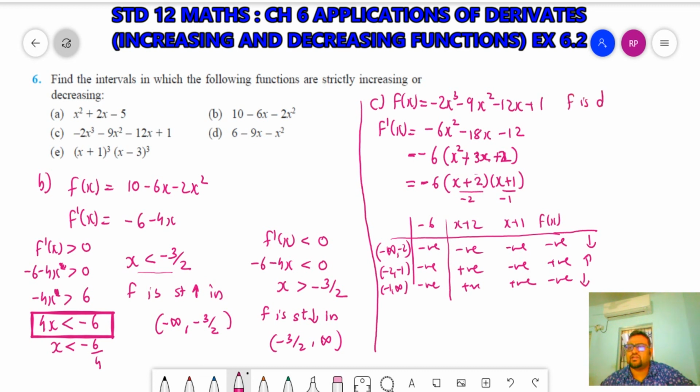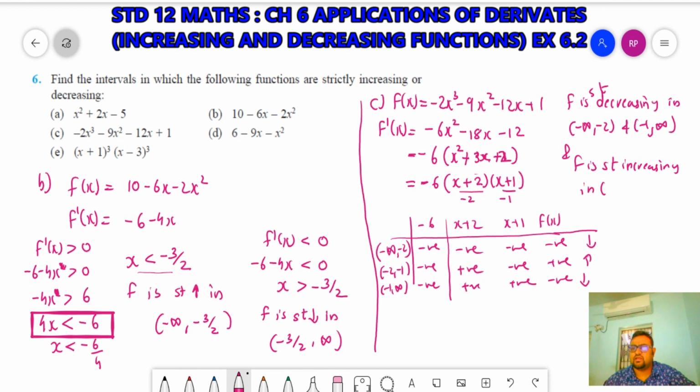F is strictly decreasing in minus infinity to minus 2 and minus 1 to infinity. F is strictly increasing in minus 2 to minus 1. Clear? This was about B and C of question 6. So just note it down, then we will solve E.